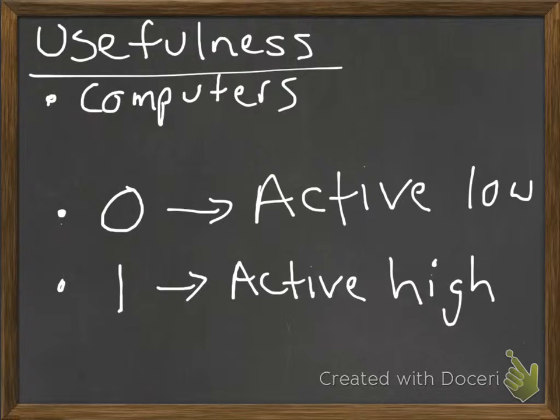Okay, so what's the usefulness of binary? And when I say usefulness, I just mean what applications does it have? Well, one of the ones that a lot of people are probably familiar with is computers. The reason why it's useful in computers is because the 0 and the 1 can represent different states within the circuits. So 0 will be an active low, also known as being off, and 1 is an active high, also known as being on. You could think of this as a light switch: when you turn it on, it'll turn on the light, and when you turn it off, it'll turn off the light.